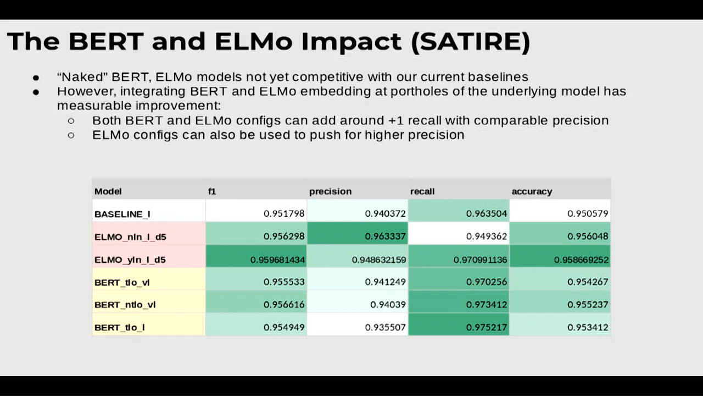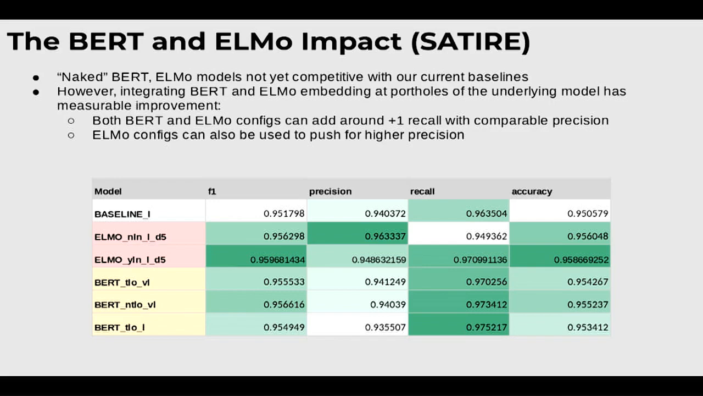But if you interweave hierarchical methods, replacing recurrent neural networks with BERT or replacing different embeddings with ELMo, you do start to see big improvements. Both BERT and ELMo configs can add about 1% recall with comparable precision. When you're getting to these high numbers, it's sort of like Zeno's paradox. As you get closer and closer to 100%, it gets a lot harder. So 50 bips is great, 100 bips is even better.